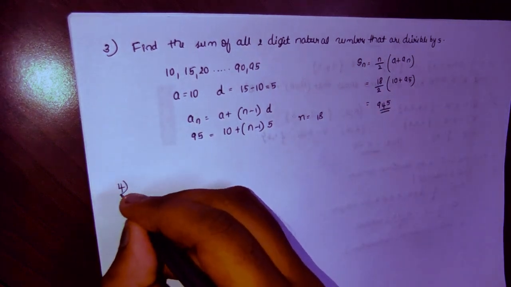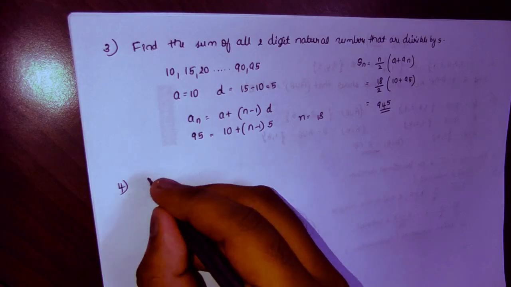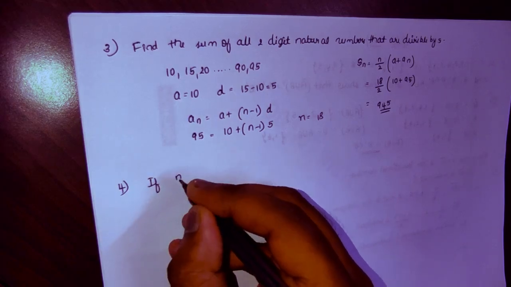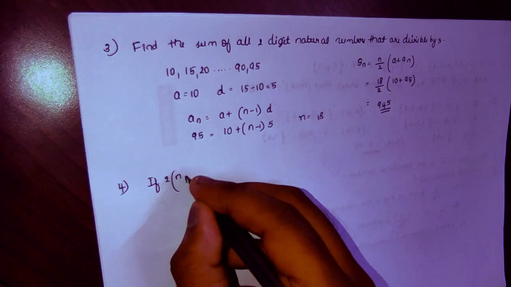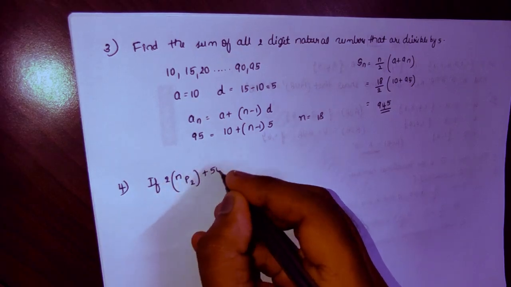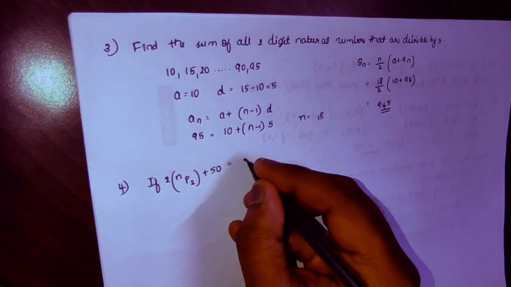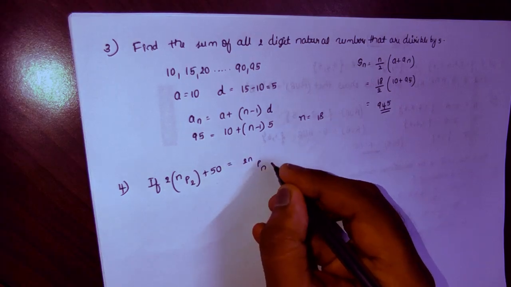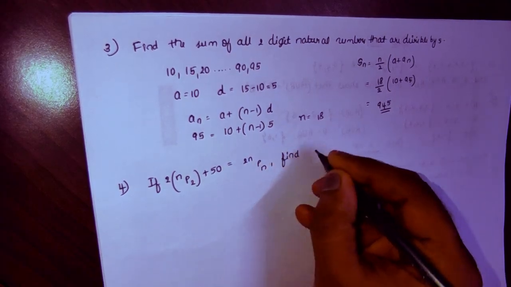We will go into the fourth question. If 2 into nP2 plus 50 is equal to nP2, find the value of n.